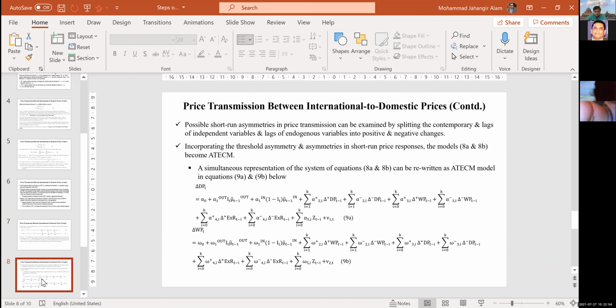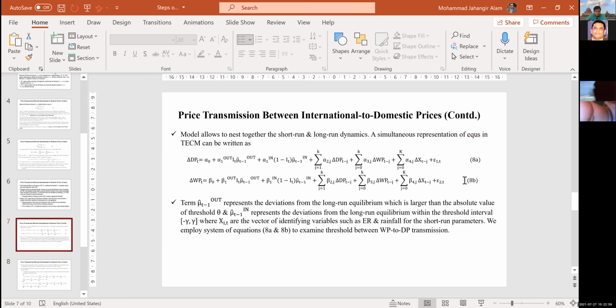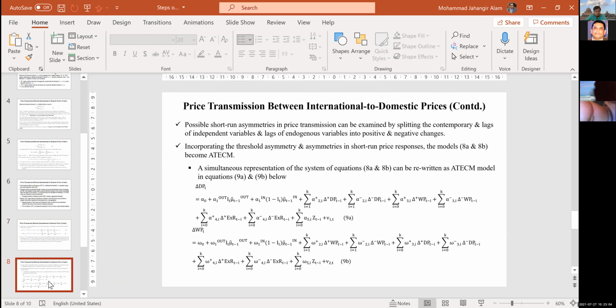And then you see that now in this 8A and 8B, it was the threshold error correction model. But here we incorporate the potential asymmetries in the threshold and also in the short-run dynamics. Possible short-run asymmetries in price transmission can be examined by splitting the contemporaneous and lags of independent variables and lags of the endogenous variable into positive and negative changes.